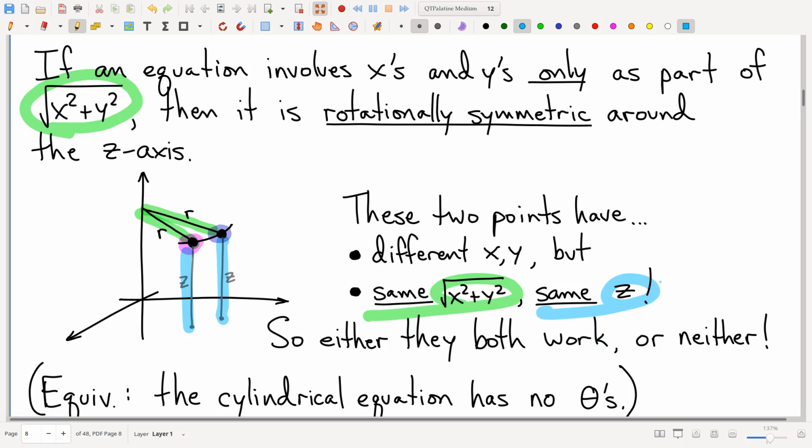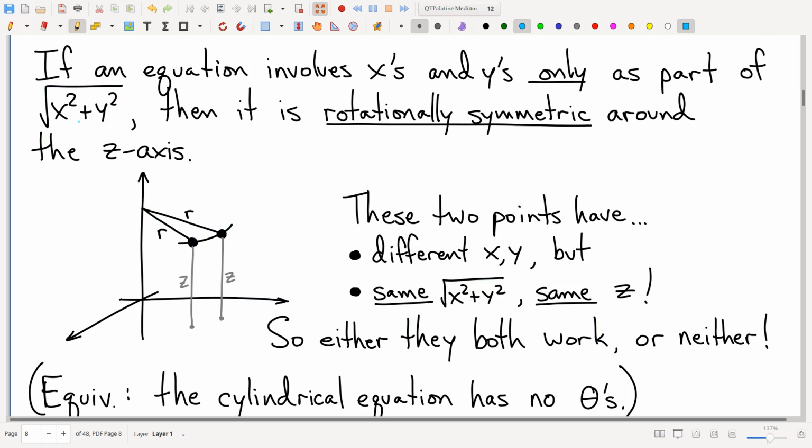Okay, so it's a pretty cool fact. And again, it's just about the geometry of rotations. When you rotate, you don't change square root of x squared plus y squared, and you don't change z. And so equations that have this property are going to have the feature that these points are either both on or both not on, and therefore, rotational symmetry.